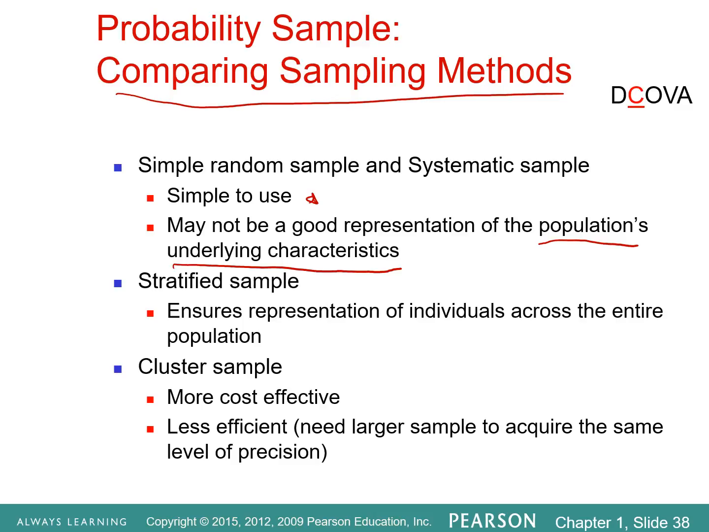A stratified sample ensures representation of individuals across the entire population. We're breaking them up into groups, and then we're randomly selecting people in groups. There's a little bit more representation. Cluster samples are the most cost effective, but they are less efficient because they need a larger sample to acquire the same level of precision. We're going to discuss this idea of normal distribution. What do we need to have a certain level of precision when we're analyzing our results?